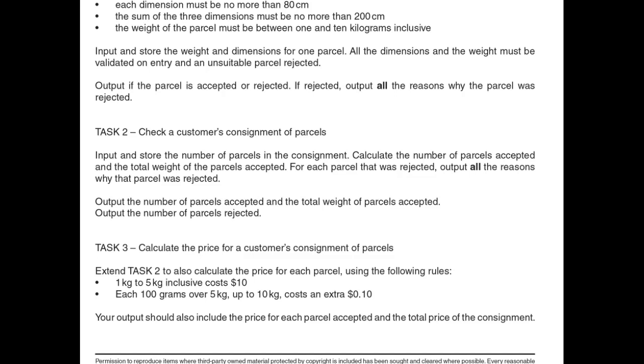And then finally for task 3, we need to calculate the price, and there's some rules there. If it's from 1 kilogram to 5 kilograms, then we're going to charge $10. And if it's over that, then for every 100 grams over 5 kilograms up to 10 kilograms, which is the maximum weight, then it's an extra 10 cents for every 100 grams. Okay, so let's have a think about this.